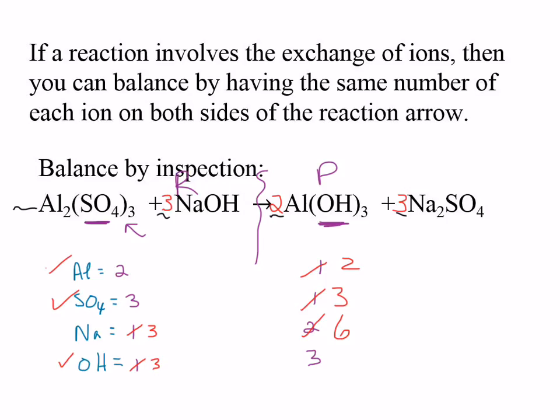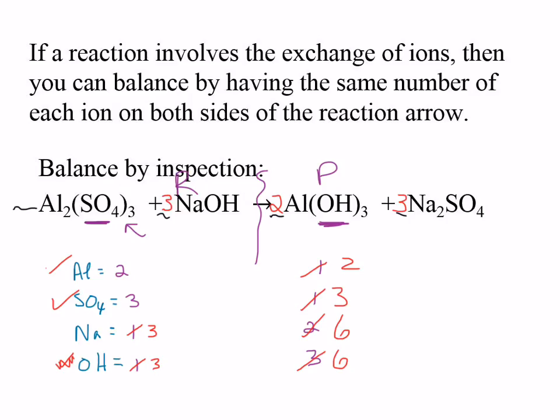Okay. And then update my OH minuses. So now I've got, what, 6 of those things, don't I? Does that make sense? Okay. So now I have officially unbalanced my OHs. Right? Okay, but how else are we doing? My aluminums match, my sulfates match, my sodiums, and my OHs don't match.